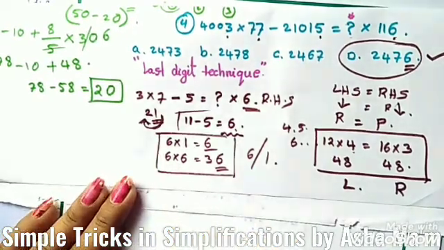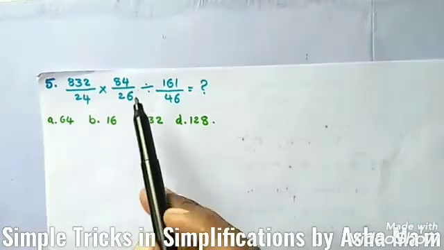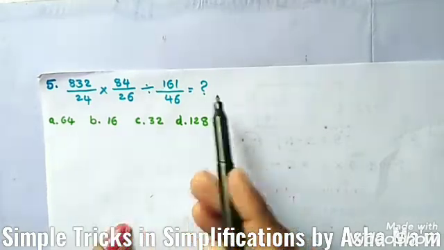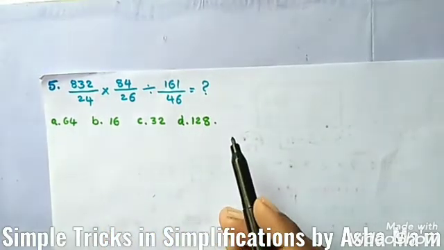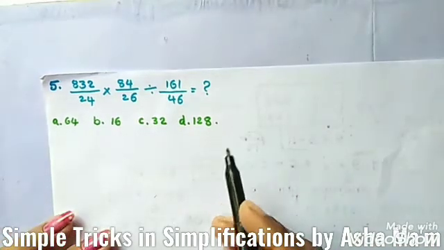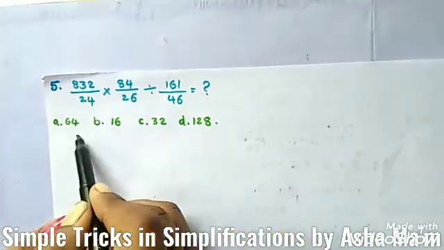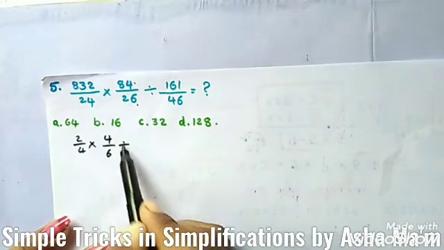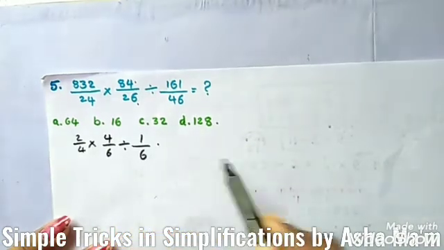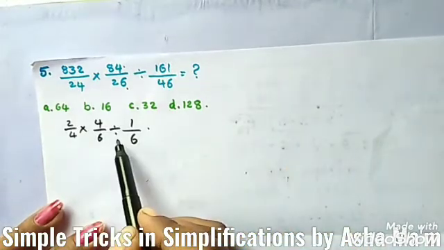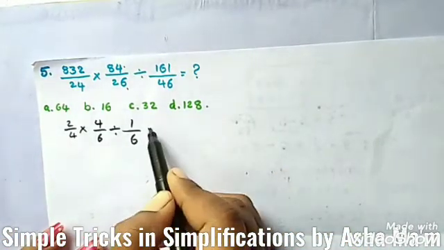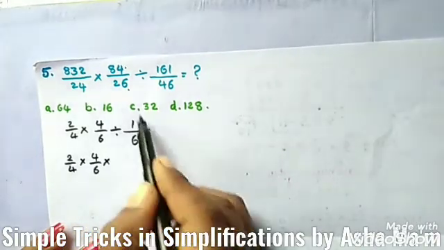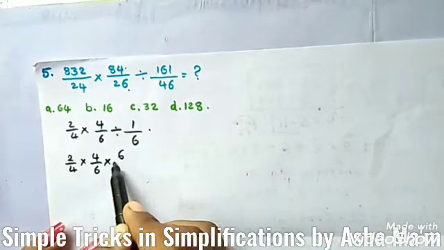Right, let us see the next example. 832 by 24 into 84 by 26 divided by 161 by 46 is equal to how much? This is the question we have, and these are the options. Now students, by applying last digit method, units place method, here 2 by 4 into 4 by 6 divided by 1 by 6. Here I am going to change the symbol. Here is the divided by symbol, and from this 2 by 4 into 4 by 6 into, it must be the reciprocal of 1 by 6, so 6 by 1.